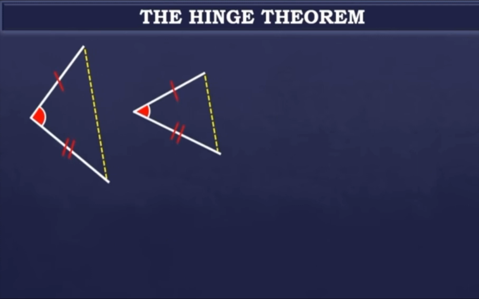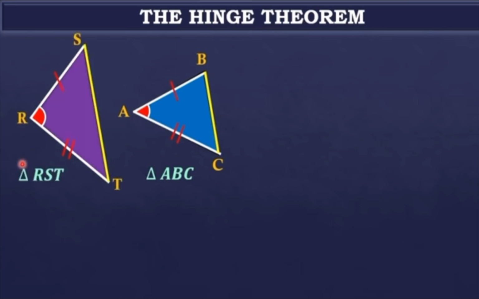So, let me get two of the triangles dun sa ating pinakitang illustration kanina. So, ito po yung dalawang triangles natin. Now, i-connect po natin yung dalawang sides natin. So, i-form po natin yung ating third side. So, this is, we have triangle ABC. And then, ito rin po, i-connect po natin yung length ng ating third side. So, this will be our triangle RST. So, I have here two triangles, triangle ABC and triangle RST.